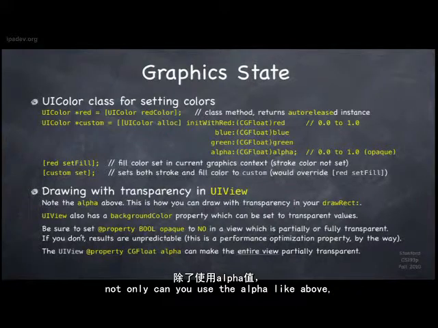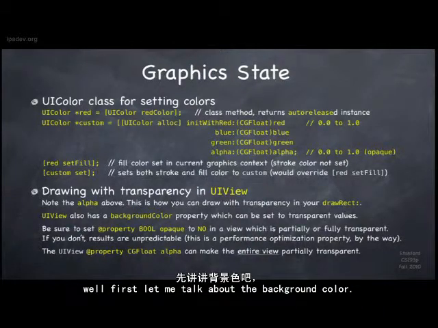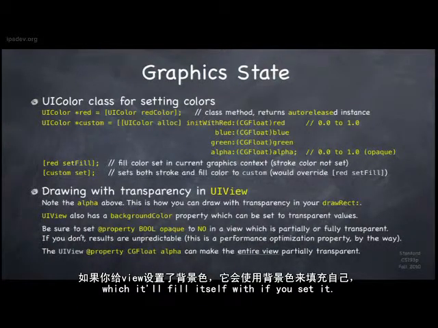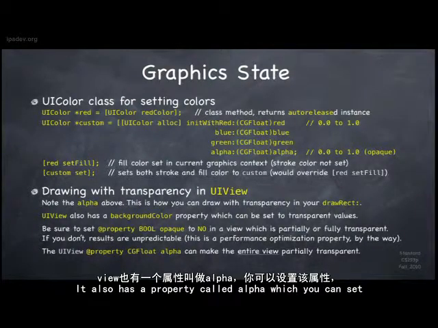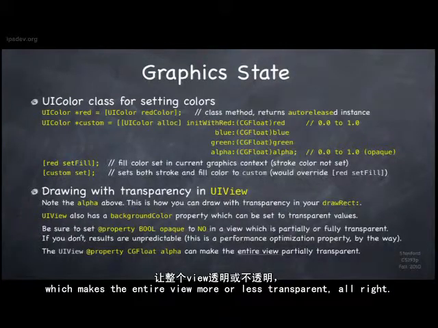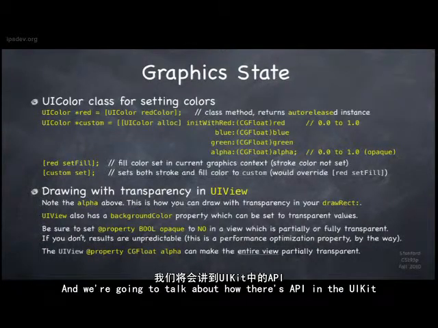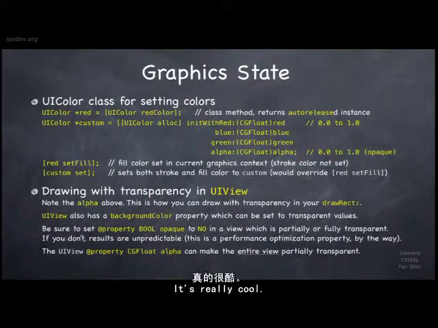Not only can you use the alpha, like above, you also can set a view property called opaque. Well, first let me talk about the background color. So a view has a background color, which it'll fill itself with if you set it. That can be partially transparent. It also has a property called alpha, which you can set, which makes the entire view more or less transparent. Right? So you can use this to make views fade out over time. And we're going to talk about there's API in the UIKit for animating alpha changes and things fading in and fading out. It's really cool.